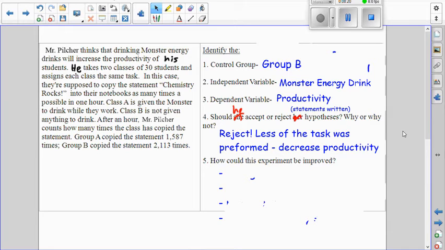Giving the Monster to them before they wrote, so they wouldn't have to drink it instead of writing. Oh, okay. I like that too. What if just the act of drinking Monster was slowing them down? So maybe you should give them the Monster before the timer starts for productivity. I like that idea. That's good too. What else we got?